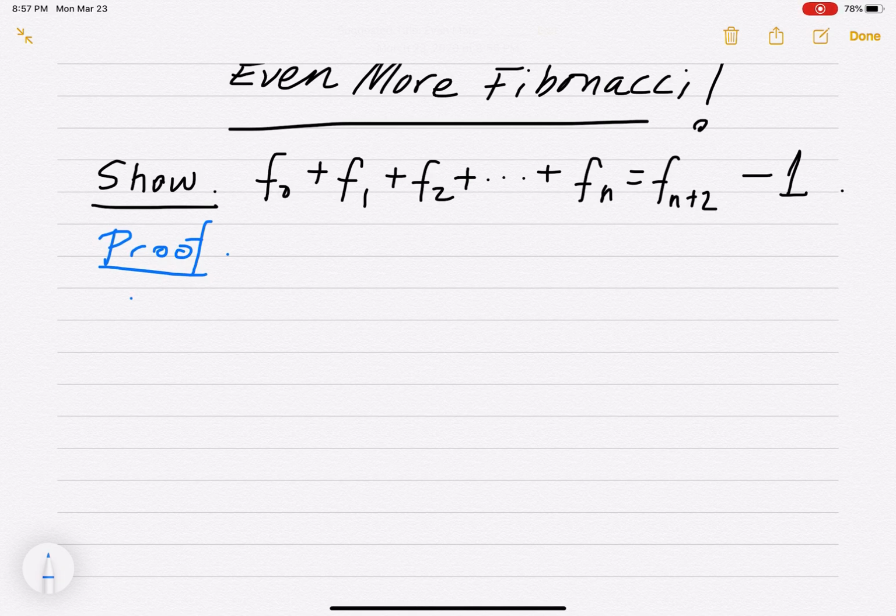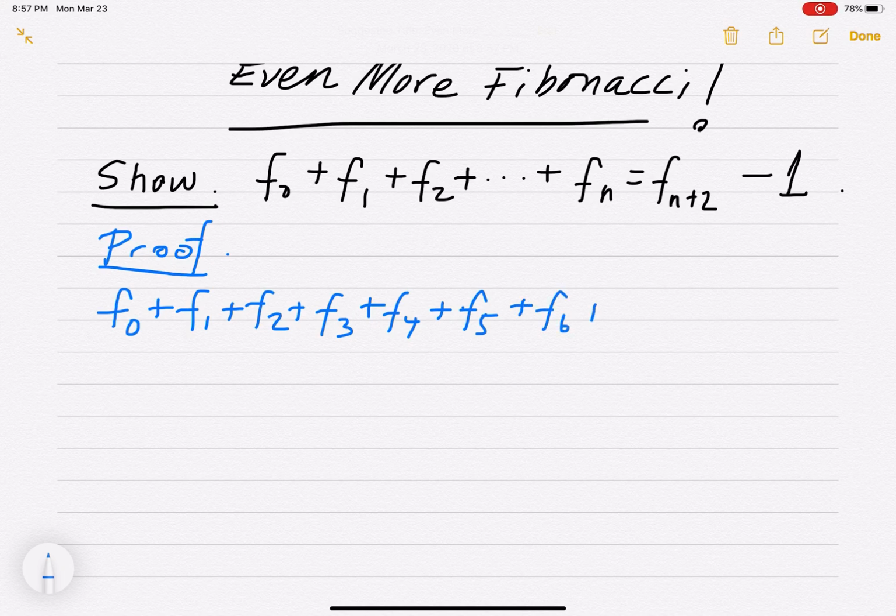So let's say I'm going to do what? f0 plus f1 plus f2 plus f3, and I'm going to go all the way up to f4, so you can see the pattern, f5 plus f6, and so on and so forth.